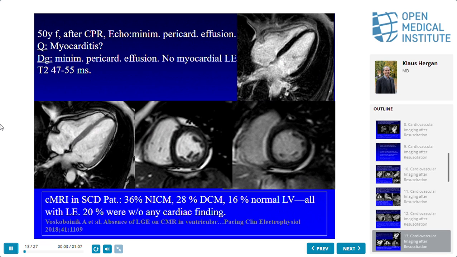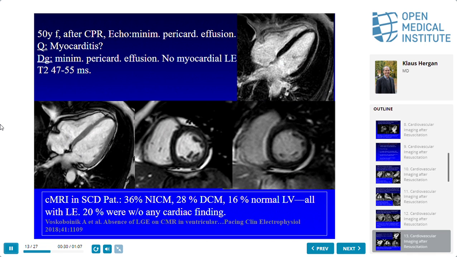In this case, a 50-year-old female after resuscitation, echocardiography showed a minimal pericardial effusion, and the clinicians wanted to know if there is a myocarditis. And the only thing we found there is this minimal pericardial effusion, no late enhancement, no edema because the T2 was normal. So we couldn't find more than what the clinicians knew about that.